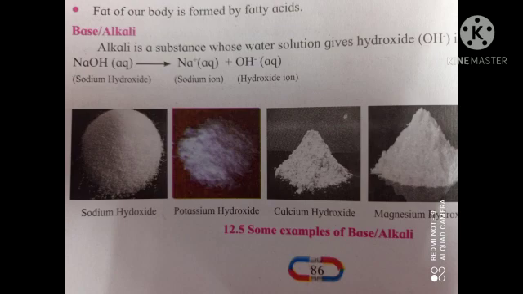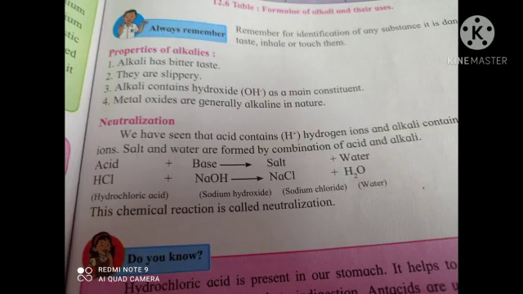Next we will see base or alkali. Alkali is a substance whose water solution gives hydroxide, OH minus ion. Some examples: sodium hydroxide, potassium hydroxide, calcium hydroxide, magnesium hydroxide, etc. Properties of alkalis. Alkali has a bitter taste. They are slippery. Alkali contains hydroxide OH minus as a main constituent. Metal oxides are generally alkaline in nature.